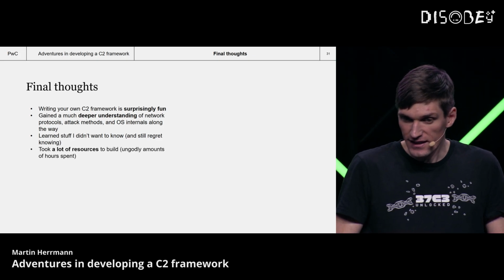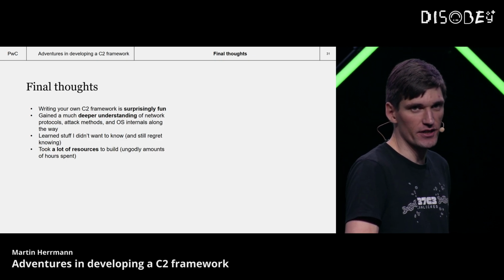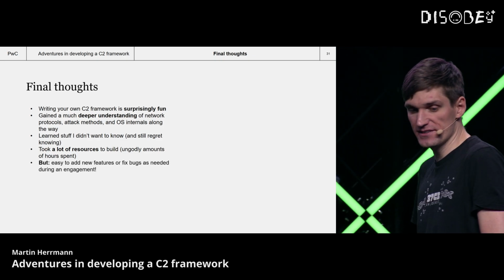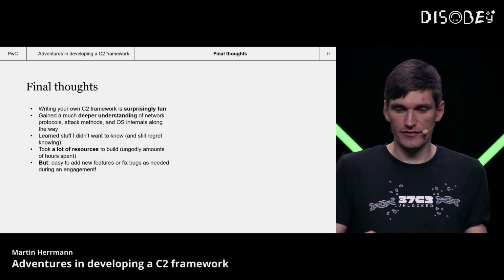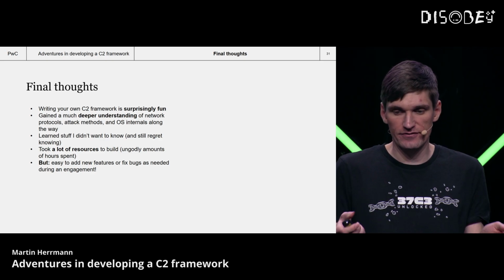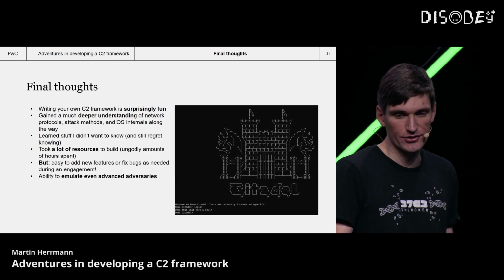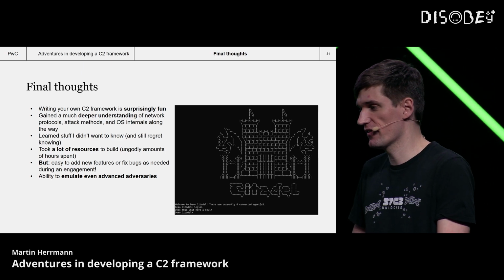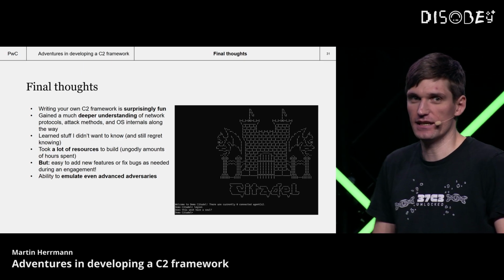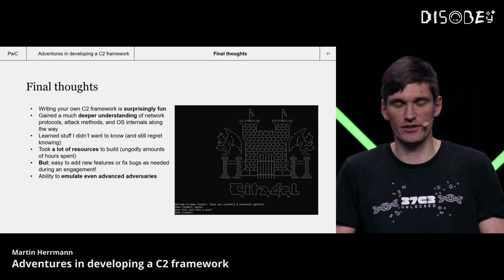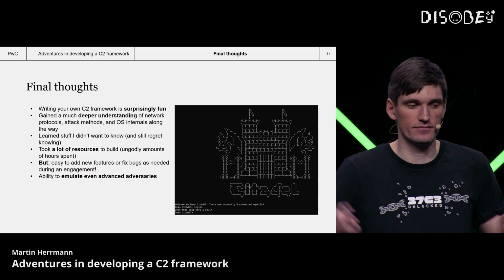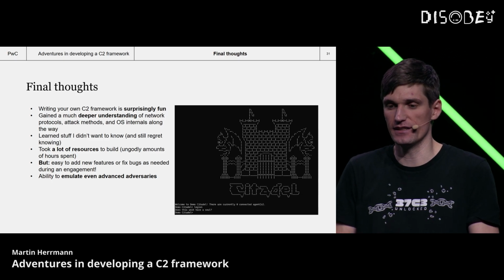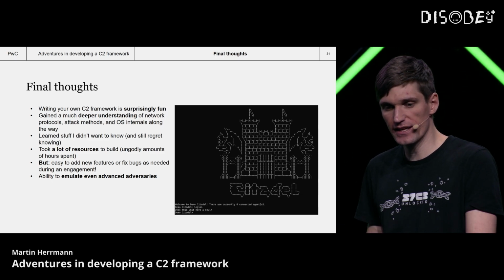But it takes a lot of resources to build. We invested ungodly amounts of hours, lots of weekends, lots of overtime. But the cool thing is, first of all, you can easily add new features or fix bugs as needed during an engagement. That's something you can do very quickly. And most of all, you have the ability to emulate even advanced adversaries, because they don't have your normal Cobalt Strike or something you can buy off the shelf. They have their own custom tooling, like we have, that doesn't have static detections immediately. So yeah, that's basically that.